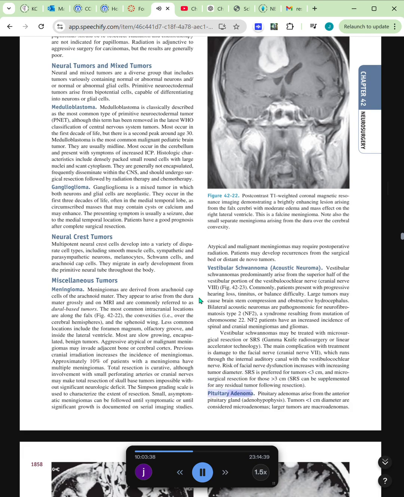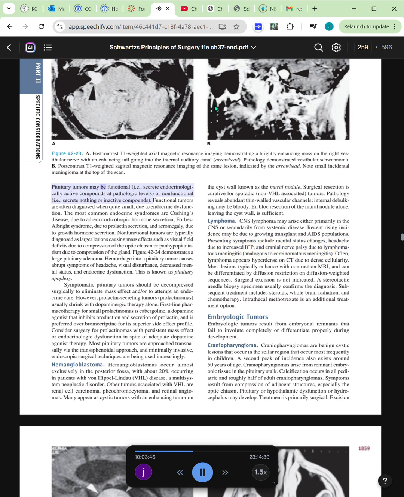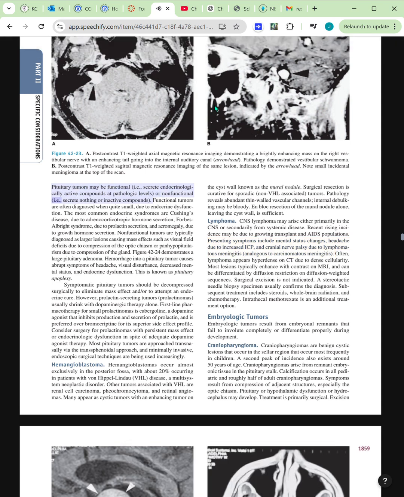Pituitary adenoma. Pituitary adenomas arise from the anterior pituitary gland, adenohypophysis. Tumors less than 1 centimeter diameter are considered microadenomas. Larger tumors are macroadenomas. Pituitary tumors may be functional, i.e. secrete endocrinologically active compounds at pathologic levels, or non-functional, i.e. secrete nothing or inactive compounds.